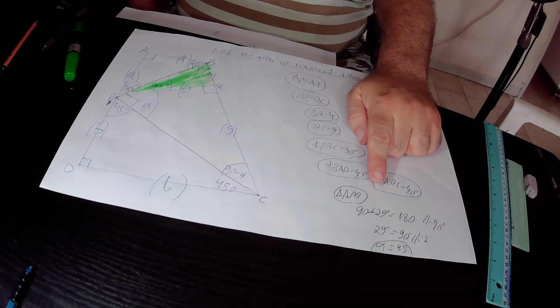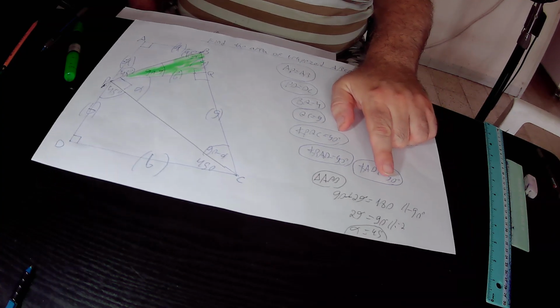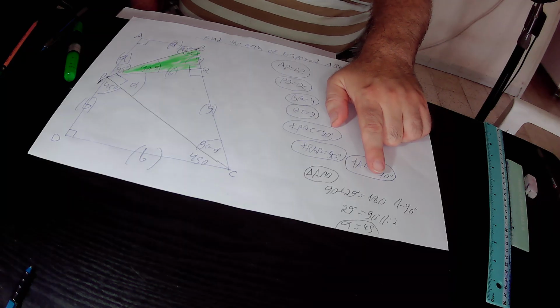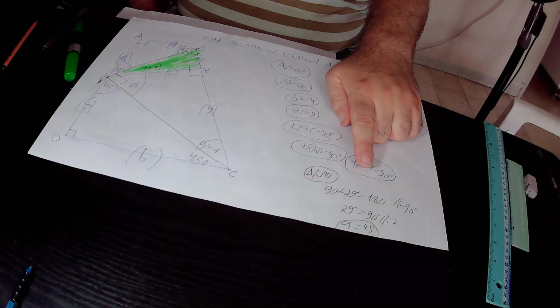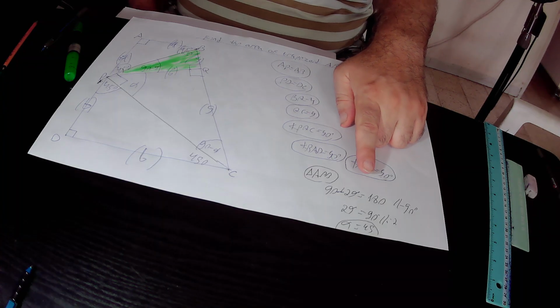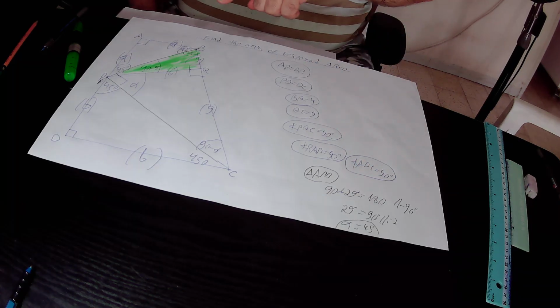That is to say, 2 alpha plus 90 degrees equals 270 degrees. Here we subtract 90 degrees from this equation, and we find that 2 alpha equals 180 degrees minus 90 degrees, which is 90 degrees. So 2 alpha equals 90 degrees. Here we divide this equation by 2, and finally find that alpha equals 45 degrees.